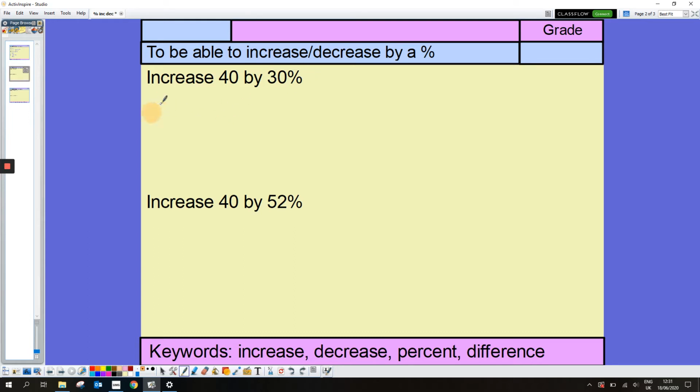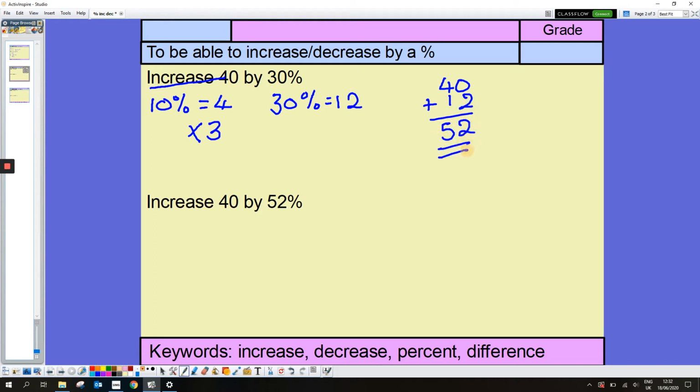Now the ones that we know are easy to find, I could use 10%. Now 40 divided by 10 is 4. I'm hoping that we can start to see that if I want 30%, then I need 3 lots of that. So 4 times 3 to find 30% would be 12. So an increase would mean I need to do 40 add 12 to leave me with an answer of 52. If it was a product that's risen in cost, it would cost £52 instead. So with an increase, you should be looking at a bigger number.